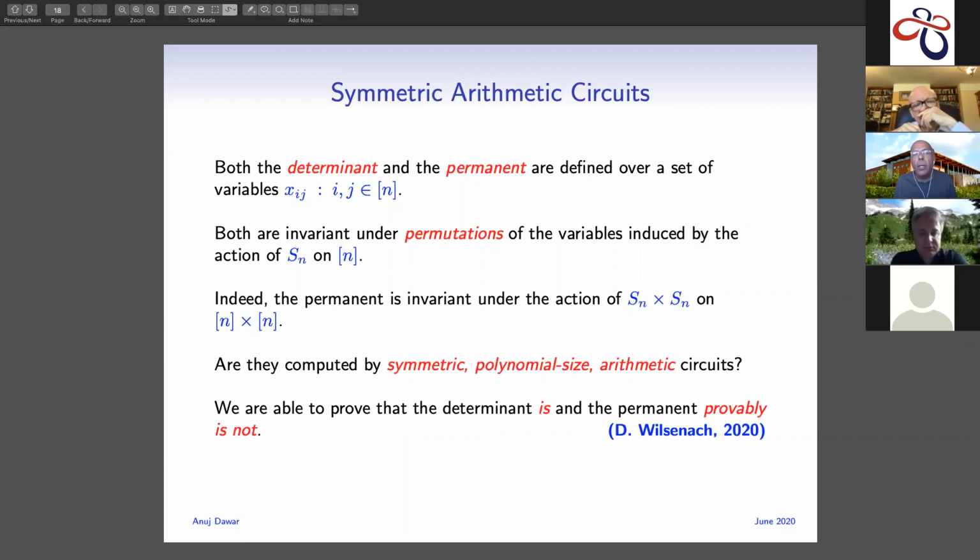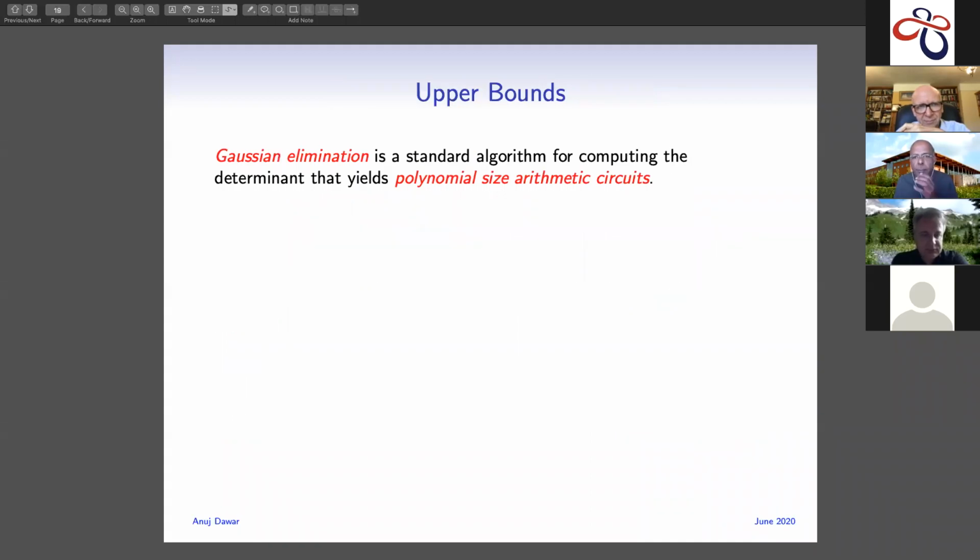And it turns out here we're able to prove a sort of separation between the determinant and the permanent. In the case of the determinant, we can find symmetric circuits which do it. And in the case of the permanent, we can actually prove there aren't any, right? And this is a provable lower bound. It's not conditional on complexity separation. This is the recent result that I was telling you about. So let me say a little bit about the upper bounds.